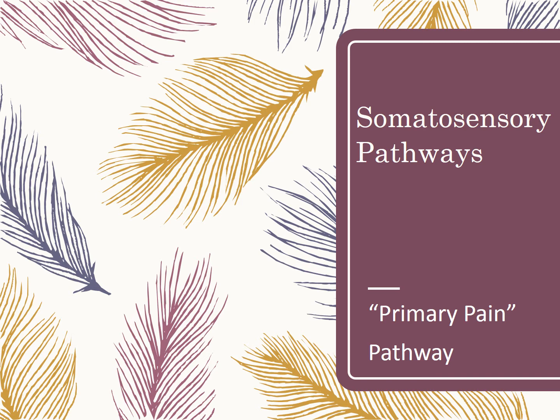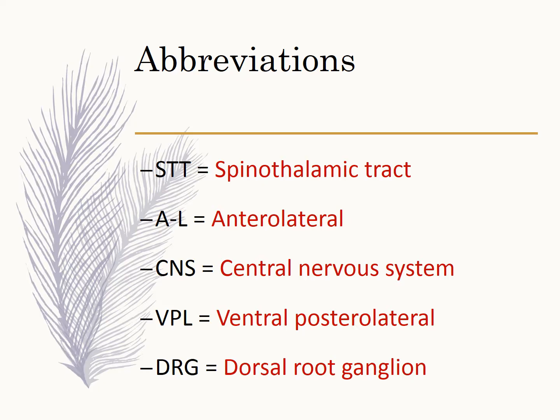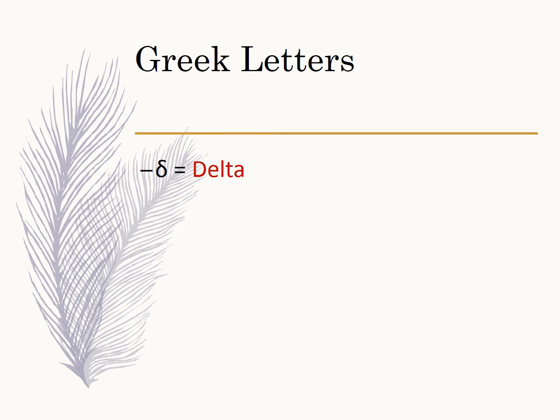The first of the somatosensory pathways we're going to take a look at is the primary pain pathway. Abbreviations in this part of our lecture include STT, spinothalamic tract, AL, anterolateral, CNS, central nervous system, VPL, ventral posterolateral, and DRG, dorsal root ganglion. A Greek letter you will see in today's lecture is delta.